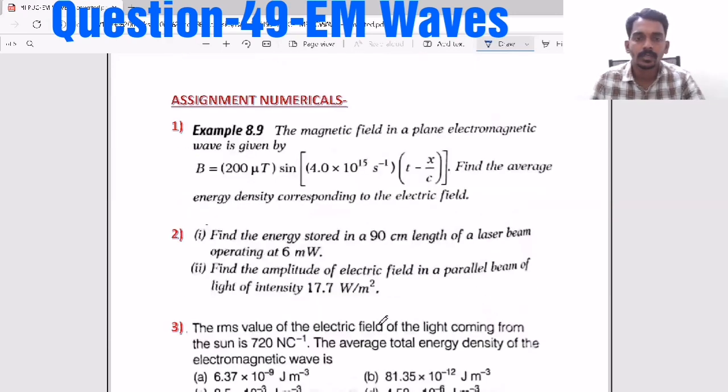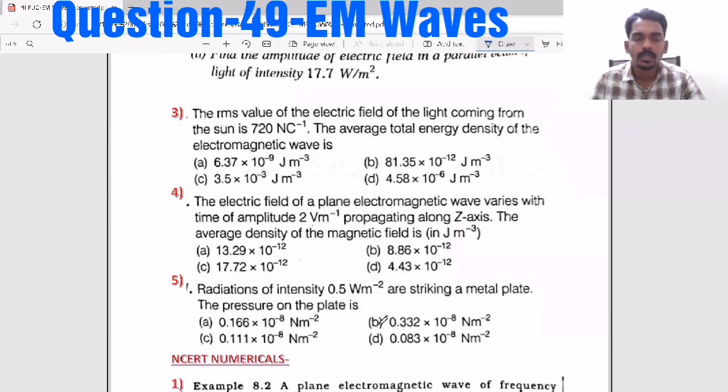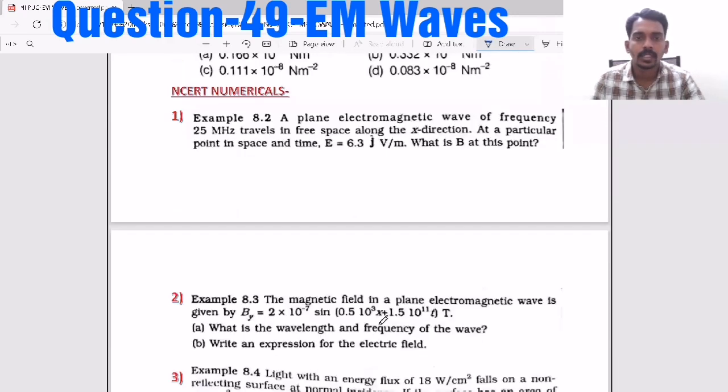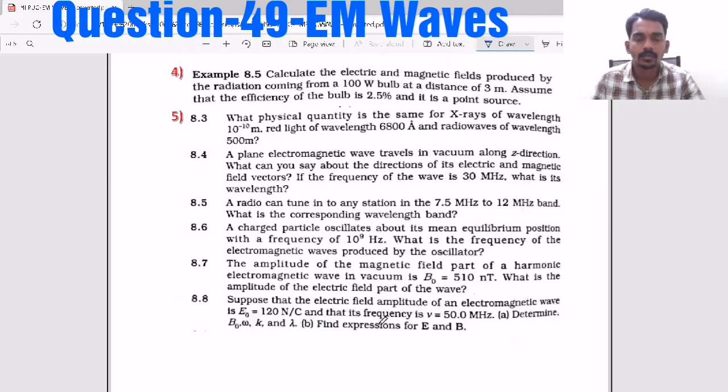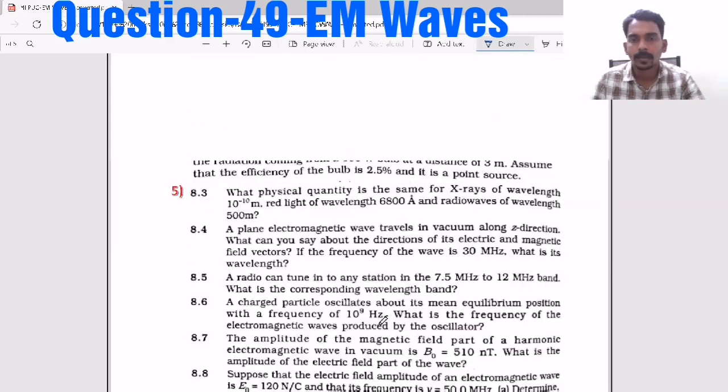Similar kinds of questions I have given as an assignment, so please try to solve them. Also, if you look at the NCERT questions based on the same topic, there are a lot of questions they have given. Please try to solve all the questions.